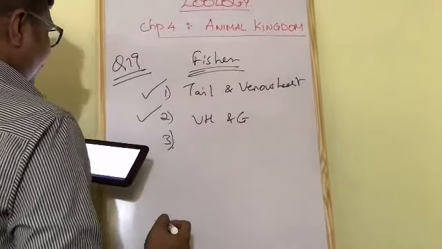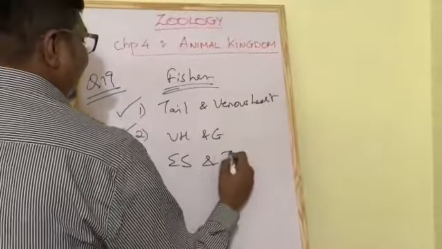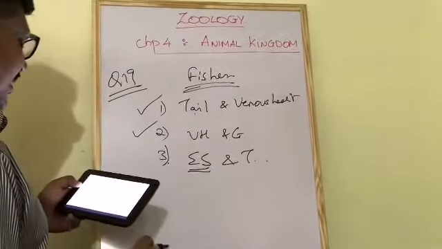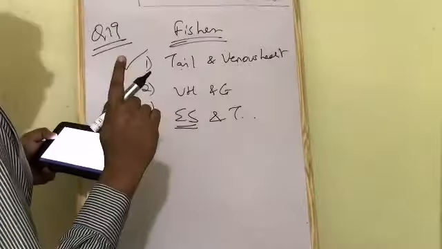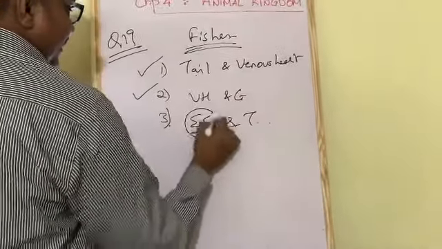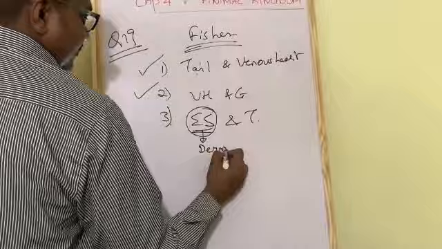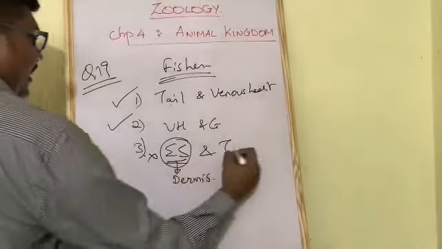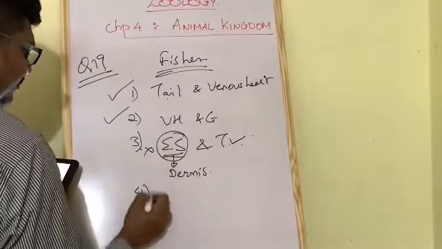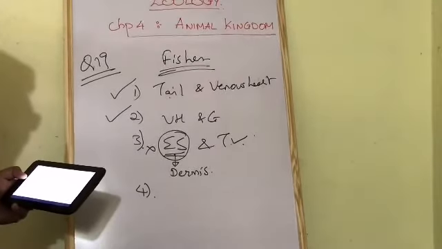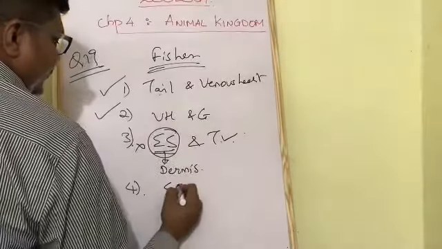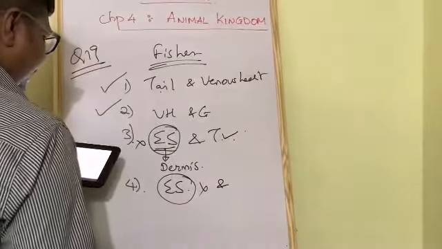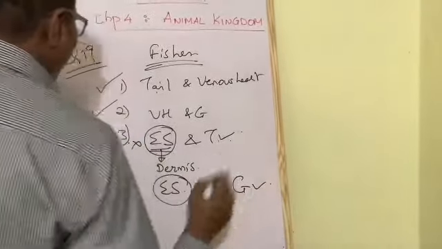Next comes option number 3, which says epidermal scales and tail. Now tail obviously is already present, and epidermal scales means the top surface of the skin is going to contain some form of scales, which is actually incorrect because the scales are present in dermis. So it's actually dermal scales present in the fishes. Let us go to the fourth option. Fourth option says epidermal scales and gills. Now of course we have seen just now that the scales are dermal scales, so epidermal scales is incorrect, and gills is present in the fishes, yes.